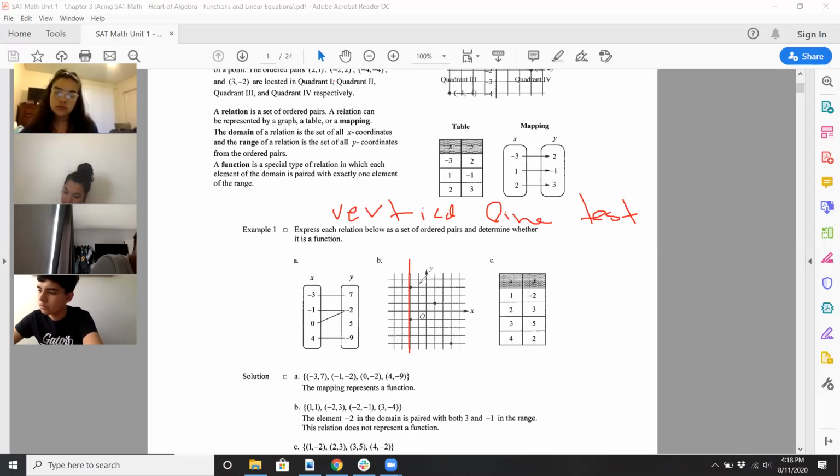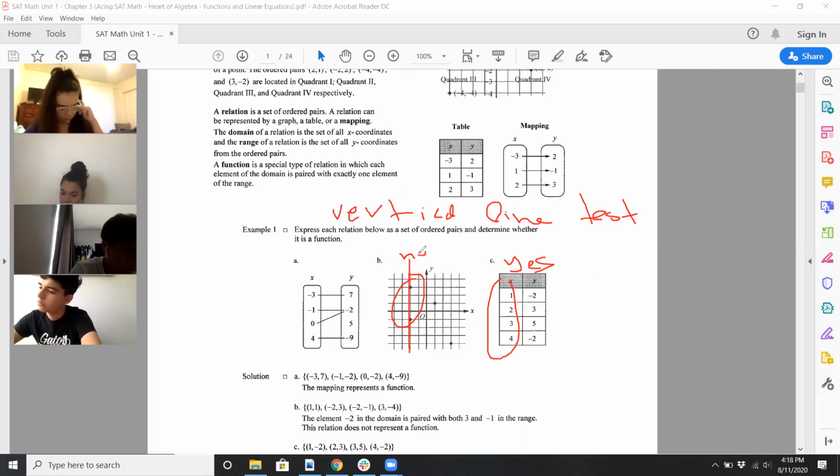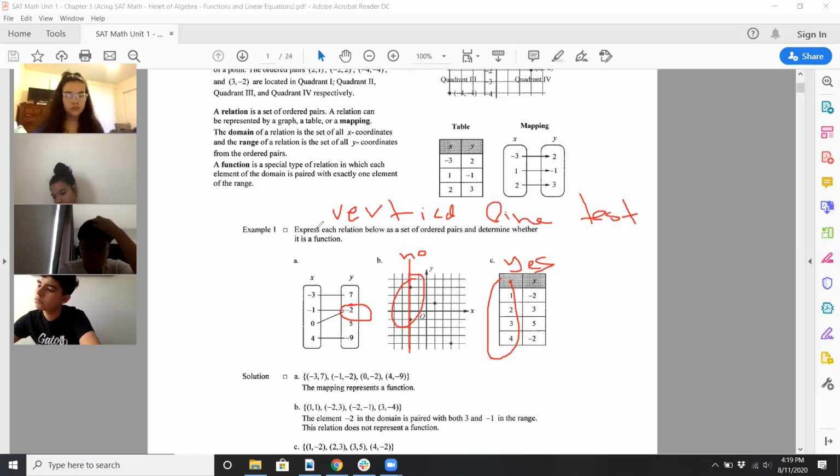See, B would fail because I'm crossing both these points with one vertical line. Here, C is okay because X is not repeated. So every X has its own unique Y value. Of course, that's no, because if X equals -2, there's two different outputs. Now here, the output of -2 has two inputs coming into it, but that's okay. Every input's unique. But they don't really ask these yes/no questions on the SAT, so don't worry about that.